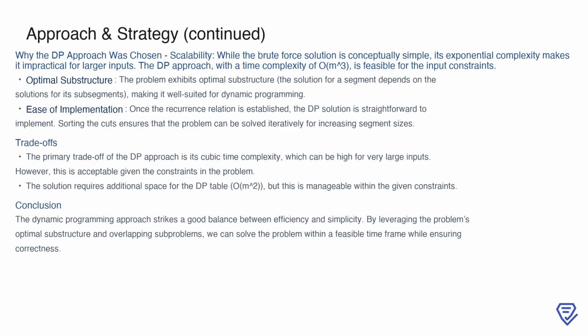The cubic time complexity, while manageable for this problem, can still be costly for very large inputs. Furthermore, the DP table requires O(m squared) space, but this is acceptable within the constraints. Ultimately, the dynamic programming approach strikes a balance between efficiency and simplicity, leveraging the problem's optimal substructure and overlapping subproblems to provide a correct and computationally feasible solution.